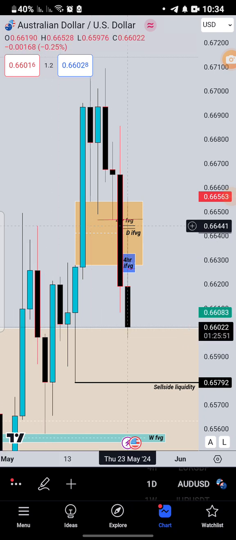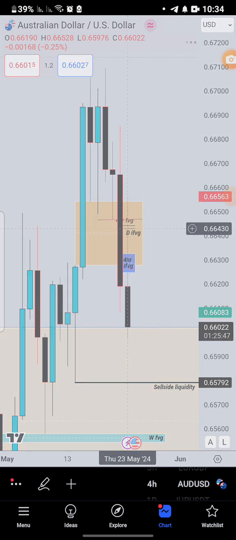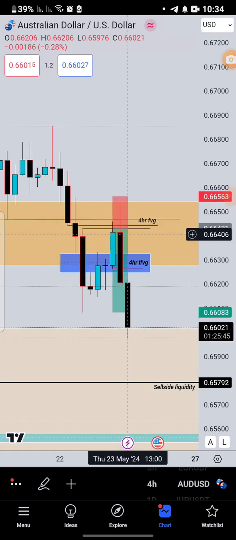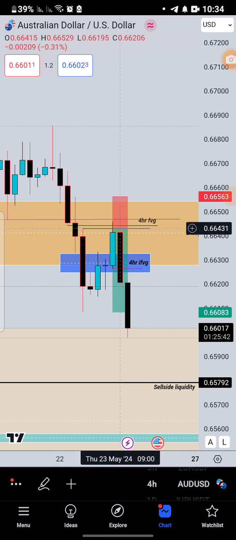Since I had seen the 4 hour fair value gap that was in close proximity to the daily immediate rebalance, these added confluence to me, that we will see an immediate rebalance from which we can see a reversal lower.